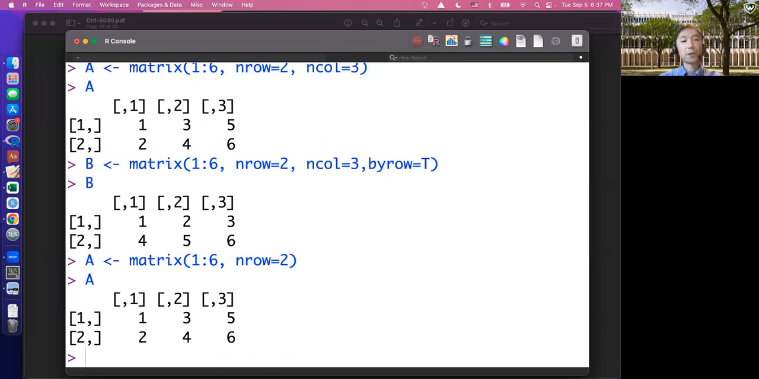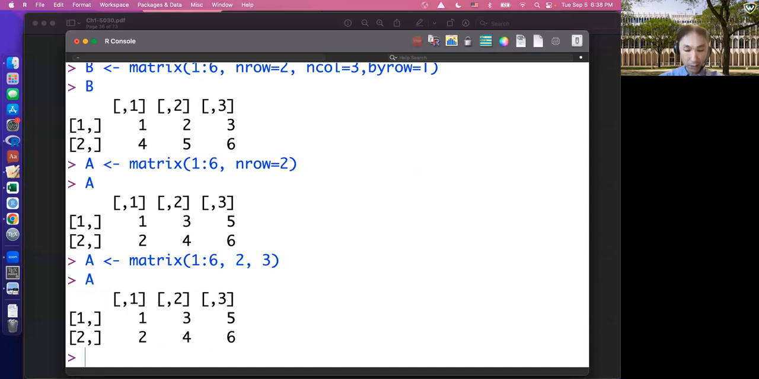Then still the same, because the number of rows is equal to 2, that implies the number of columns is equal to 3. So you can get the same result in this way. And actually, anyway, we need the number of rows and number of columns. So if you just type the comma 2, comma 3 in this way, still you can make the same matrix. But you have to remember correctly that the first argument is the numbers to be filled, the second number is the number of rows, and the third one is the number of columns.